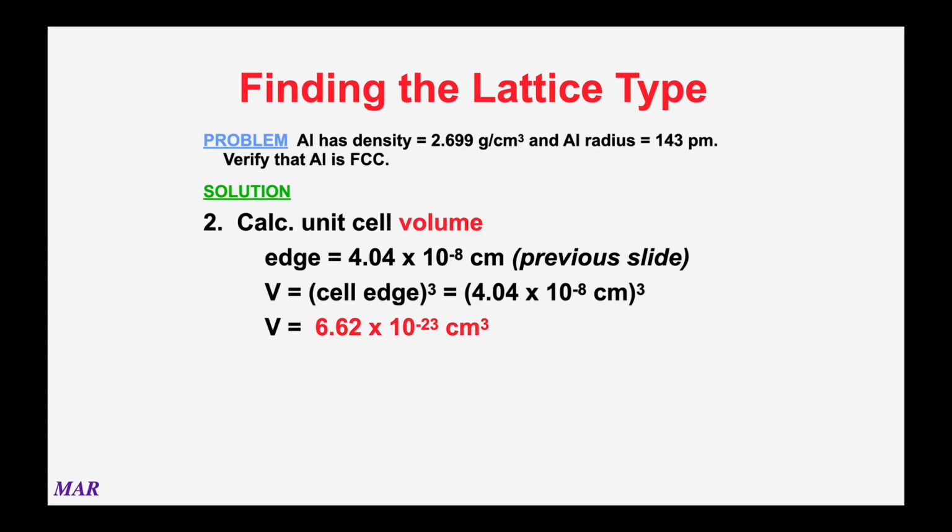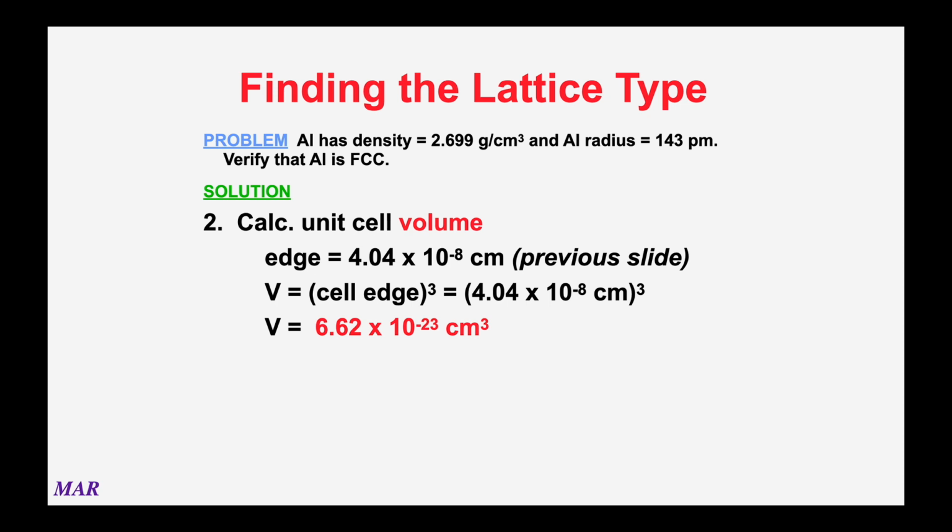Once you have the edge, because we're using these unit cells, length, width, and height are all the same. So the edge cubed will equal the volume. If you take the 4.04 times 10 to the minus 8 centimeters and you cube it, you get a volume of 6.62 times 10 to the minus 23rd centimeters cubed. And that is a really, really small volume.